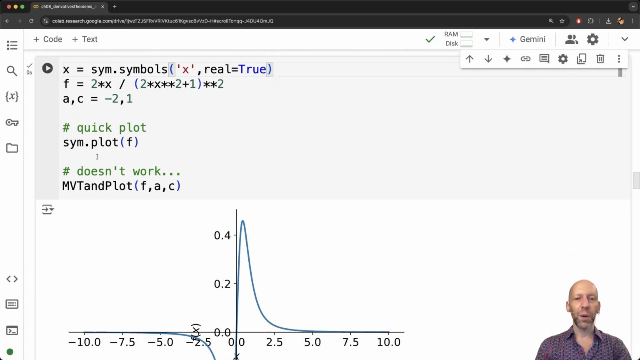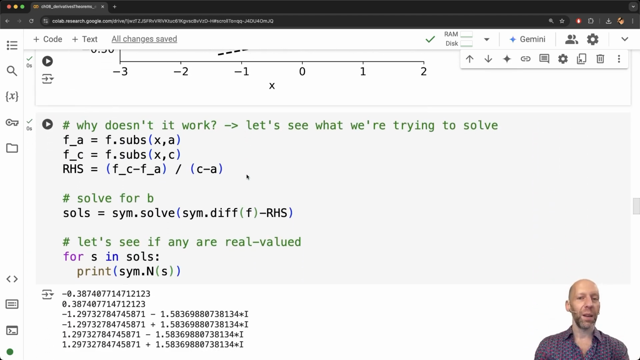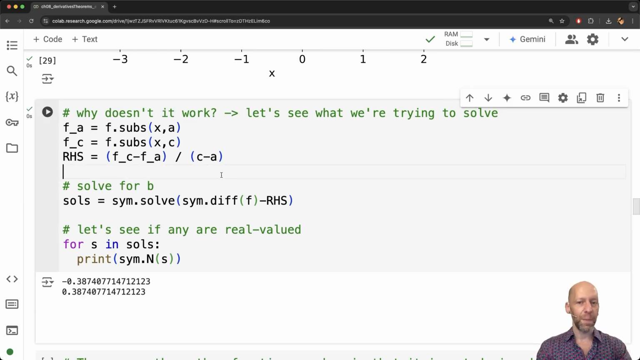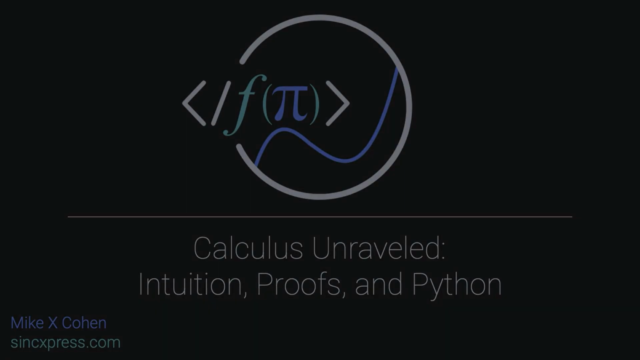Okay, and now notice the code ran fine. We don't see any error messages. And here we get the plot. And this is the solution to the mean value theorem problem when we are constraining ourselves to real valued solutions. Okay, and then here I'm just going to run this code again. And here you see we only get the real valued solutions here. We don't see any complex valued solutions.